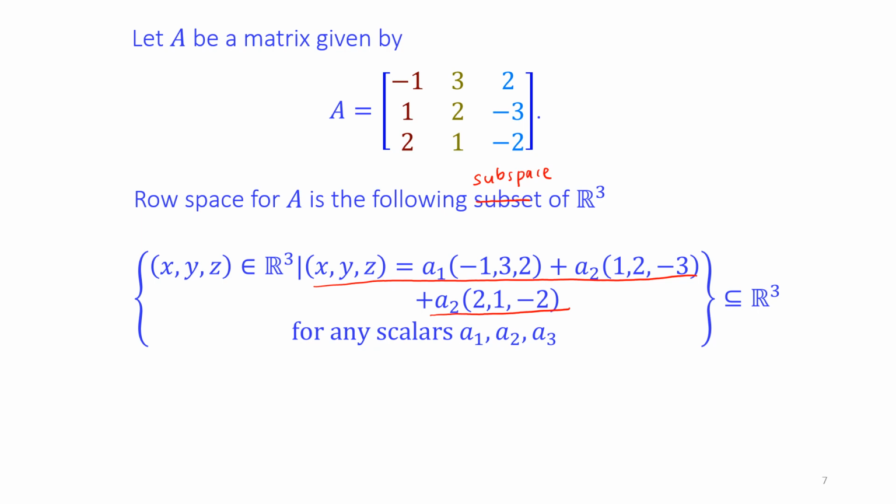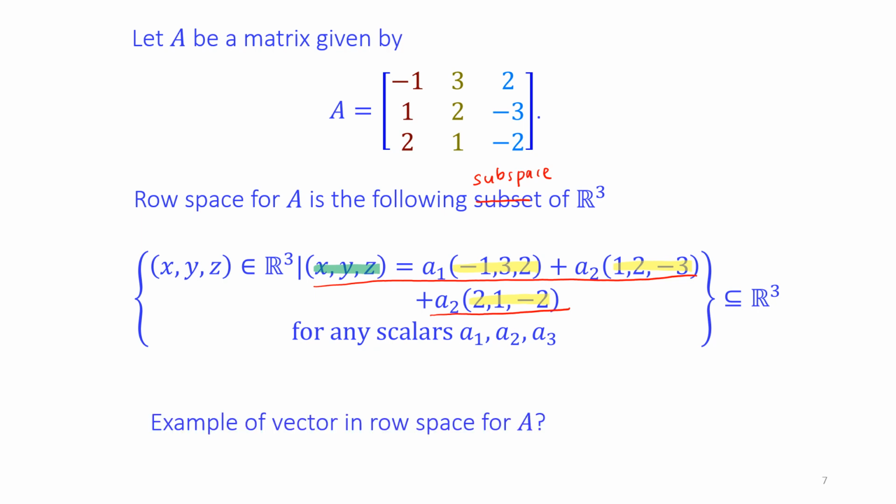The row vectors of A are the first row vector, the second row vector, and the third row vector. So (x, y, z) here is an element of the row space for A, where (x, y, z) is a linear combination of these 3 row vectors of A.